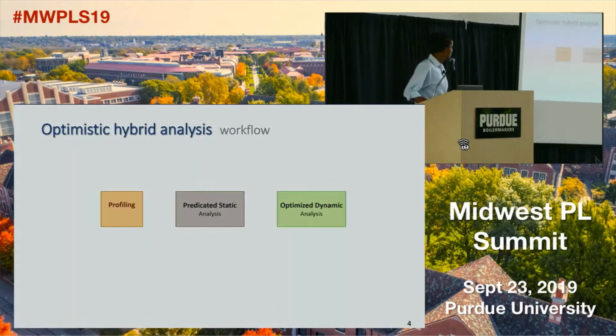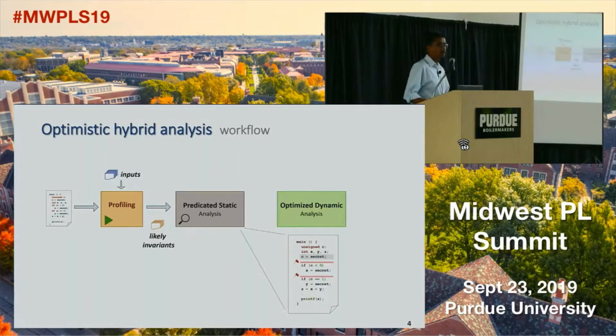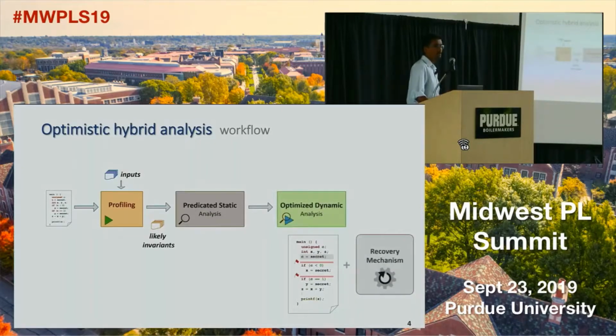So optimistic hybrid analysis works as follows. It observes a few executions of the target program by running it on profile inputs and gathers invariants that likely hold true in most dynamic runs. The static analysis then simply assumes these likely invariants, predicating its state space, significantly improving precision, and thereby it is able to elide many of the dynamic checks. The optimized dynamic analysis then executes, and additionally, we need to add dynamic checks to check for the invariant violations and a mechanism that somehow recovers the soundness of the analysis.